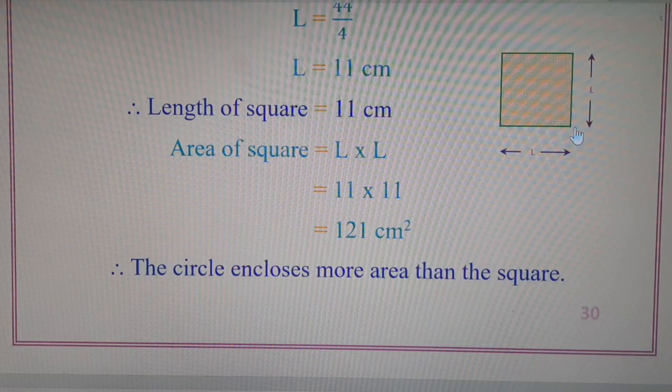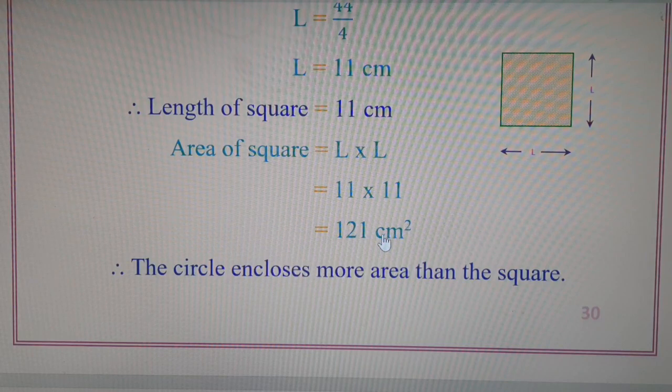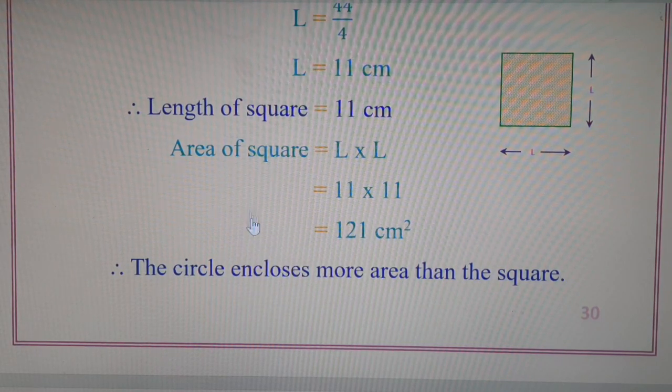That is 11, this length, and 11 is this length also. So using the formula L into L, we substitute the value 11 into 11, we get 121. So the area of the square is 121, and the unit will be written as centimeter square, because whenever the area topic is given, we have to write the unit with the degree 2. So we will write the answer as: area of square is 121 centimeter square.